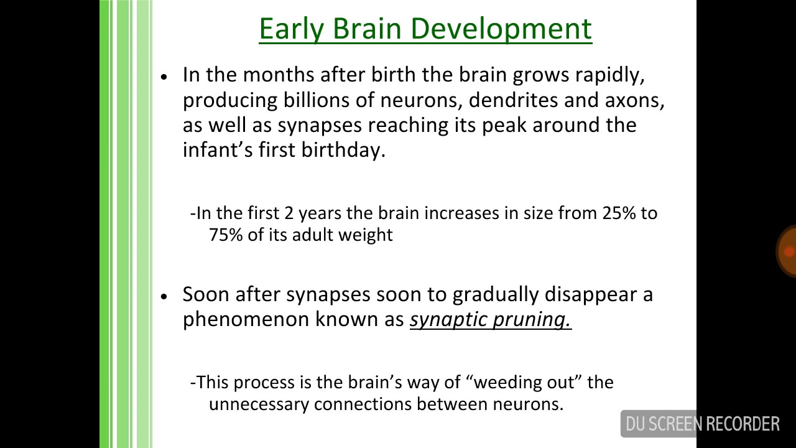Early brain development. In the months after birth, the brain grows rapidly, producing billions of neurons, dendrites, and axons, as well as synapses, reaching its peak around the infant's first birthday. In the first 2 years, the brain increases in size from 25% to 75% of its adult weight. Soon after, synapses gradually disappear, a phenomenon known as synaptic pruning. This process is the brain's way of weeding out unnecessary connections between neurons.